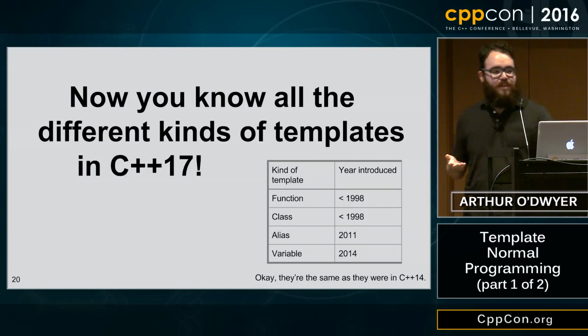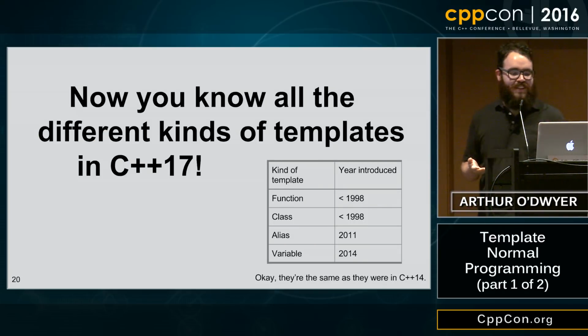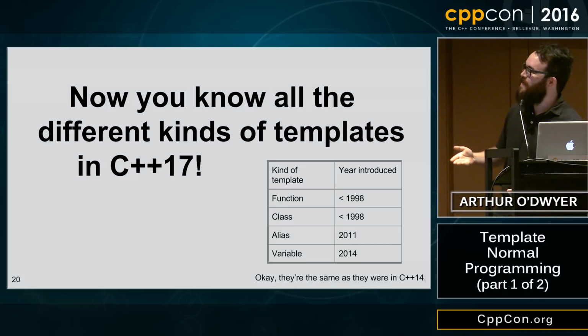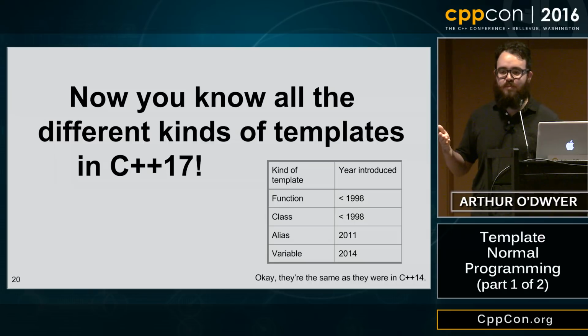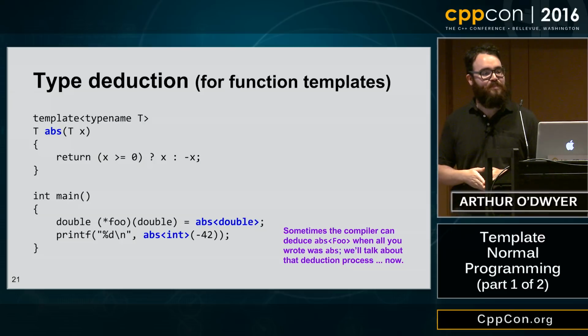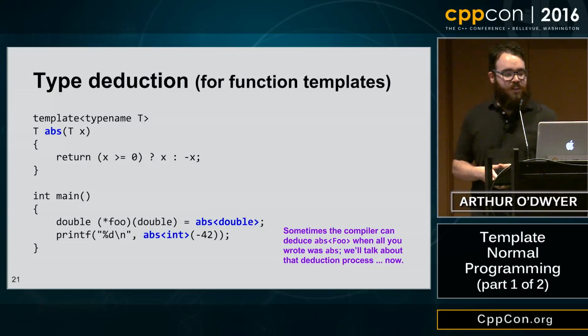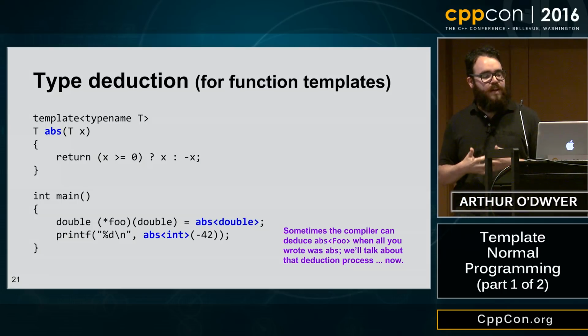All right, so now we hit a milestone here. This is meaningful. We now know all the different kinds of templates in C++14, and they're exactly the same as they are in C++17. We didn't get any new kinds in 17. So now you're completely up to date with C++17. So let's talk about type deduction. Hey, look at that. It's still slide 21. Awesome. So type deduction.